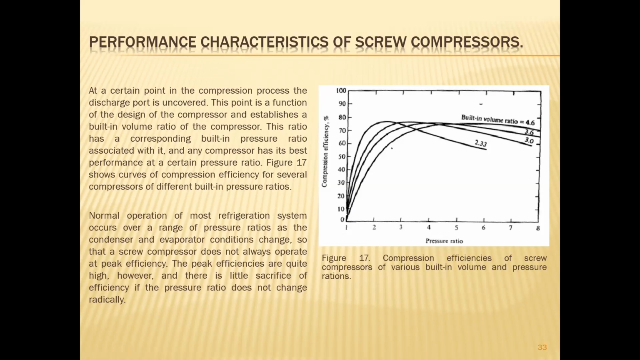So, normal operation of most refrigeration system occurs over a range of pressure ratio as the condenser and evaporator condition change. So that a screw compressor does not always operate at peak efficiency. The peak efficiency are quite high. However, there is little sacrifice of efficiency if the pressure ratio does not change radically.